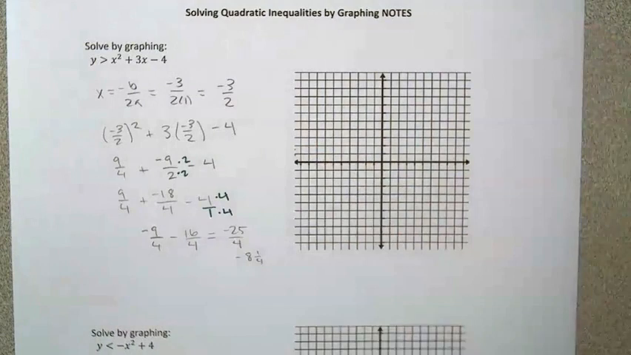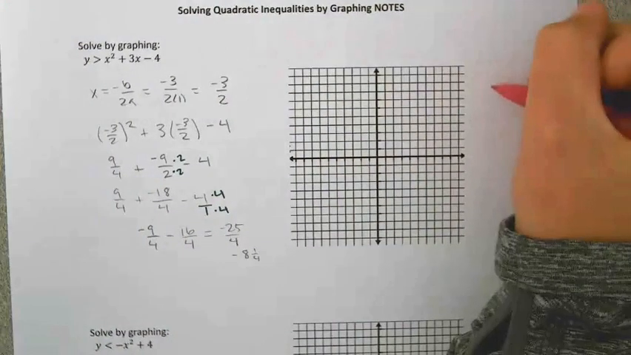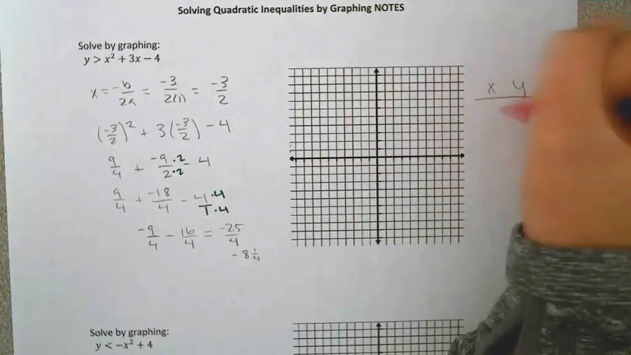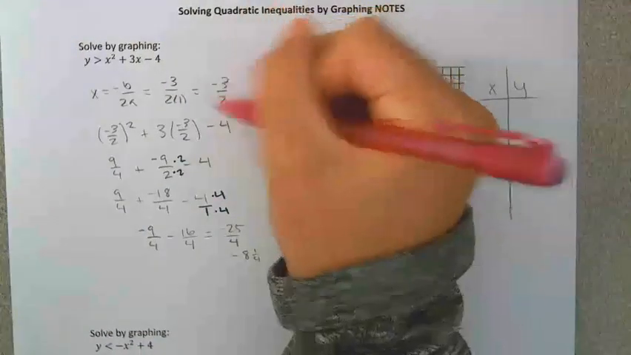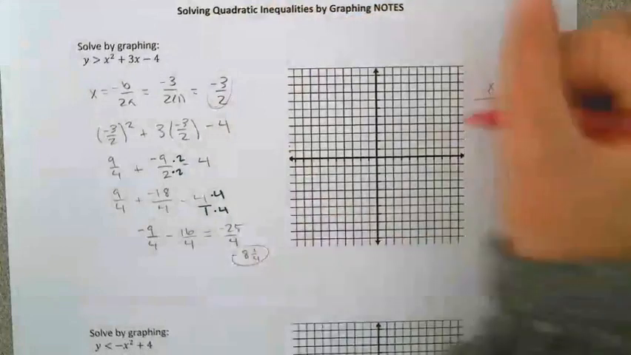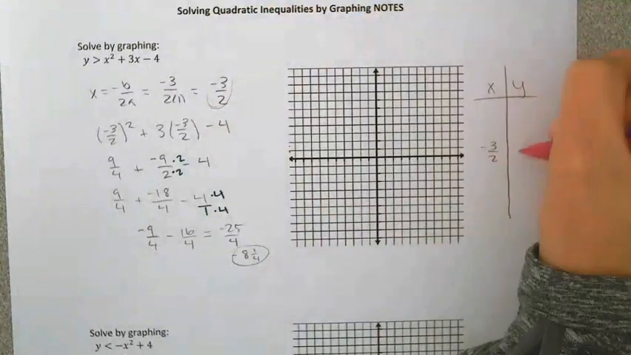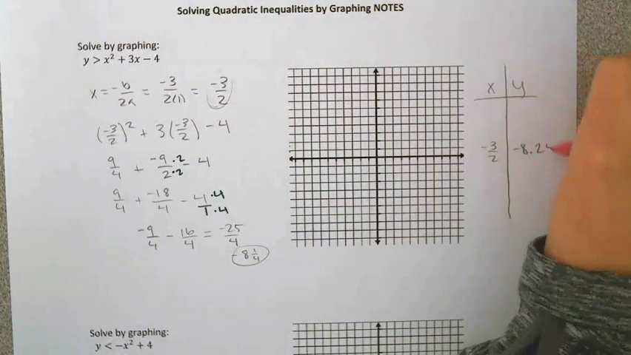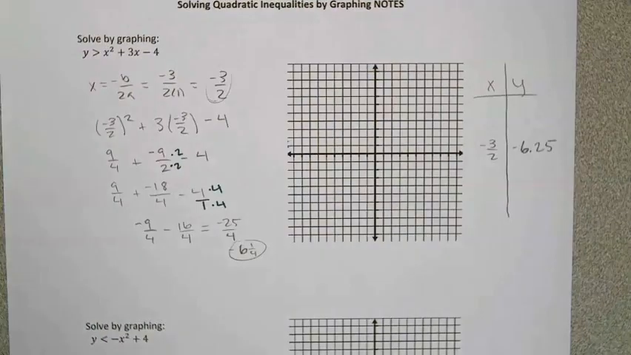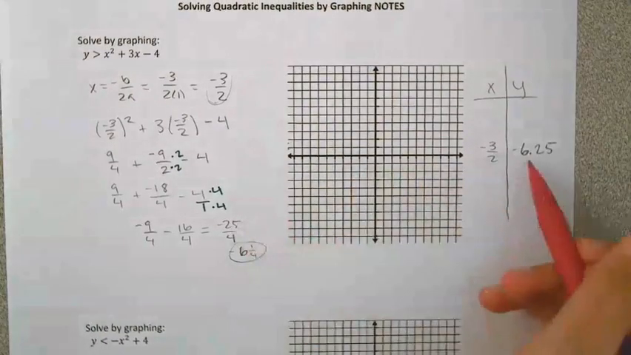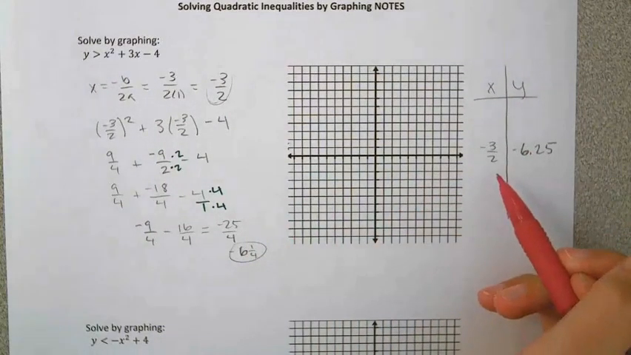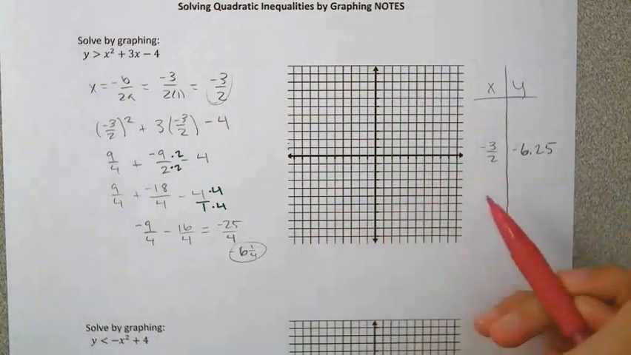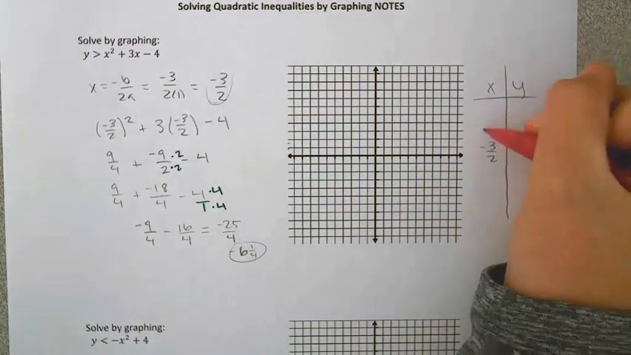So we make a table. Our vertex is going to be negative 3 halves, that. Except Ms. Marshall messed up. That should be negative 6.25 instead of 8. So let's just keep rolling. I am going to get some other values.